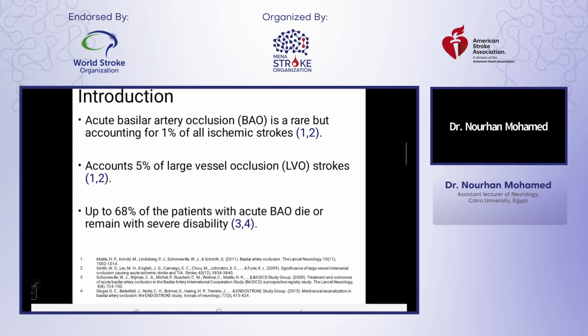Acute basilar artery occlusion is a very rare disease, but accounts for 1% of all ischemic strokes. It accounts for 5% of large vessel occlusion strokes. Up to 68% of the patients with acute basilar artery occlusion die or remain with severe disability. However, these data may seem relatively new, dating from 2015, and further data is needed.